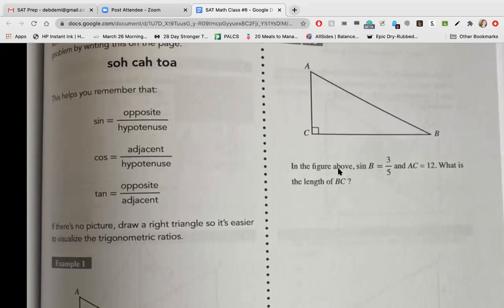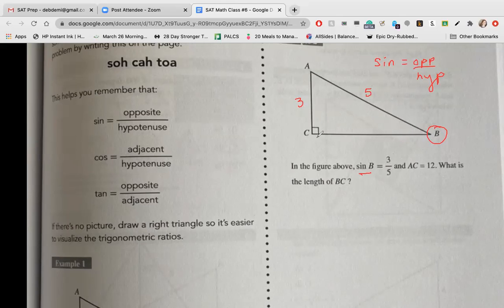So it says, in the figure above, sine of B equals 3 over 5. So what is sine? Well, let's talk about what sine is again. Sine is opposite over hypotenuse. So the sine is 3 over 5. So here we go. Here's B, right? The sine is opposite, which would be 3, over hypotenuse, which is going to be 5. This one is tricky.